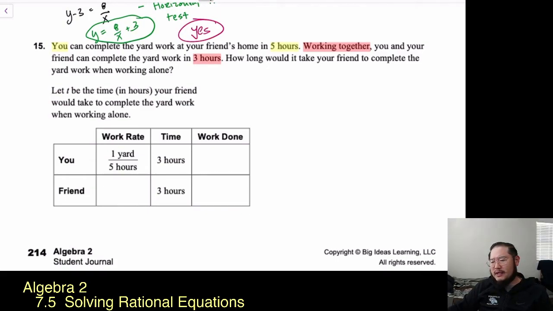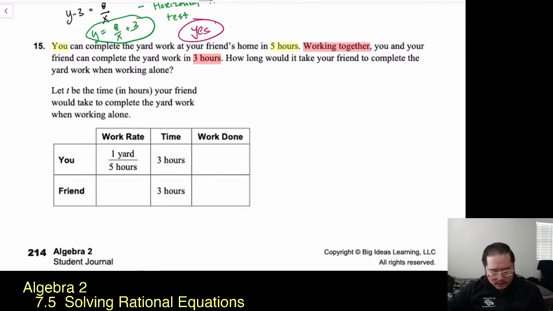It says you can complete the yard work at your friend's home in 5 hours. Working together, you and your friend can complete the yard work in 3 hours. How long would it take your friend to complete the yard work when working alone? Okay, so you'd hope that, when you work with someone else, that you work a little bit faster. They might not work at the same pace as you, but hopefully they get a little bit done, right? But if you have a really good friend and a hard worker, then you'll get things done in no time.